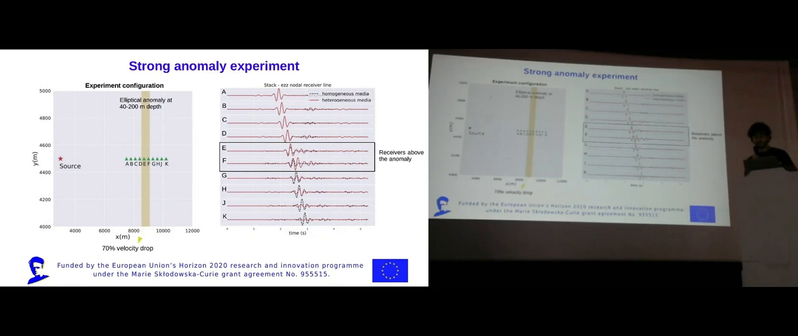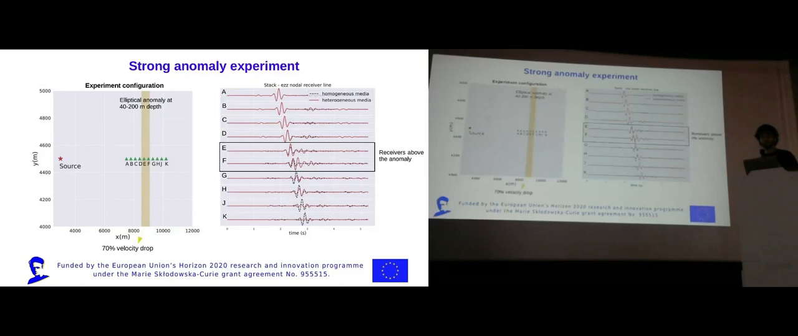We also did another experiment in which we used a really strong velocity anomaly. So this is the configuration. The velocity was dropping by 70% inside the seismic anomaly. Now, due to the really strong impedance contrast, we saw some reflection of S waves inside the anomaly, and this perturbed our waveform.